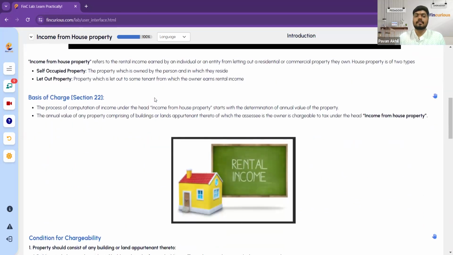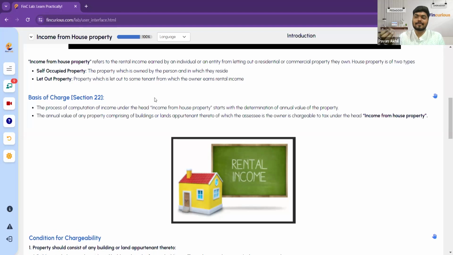Then we come to the different types of house property. What are the different types of house property? There are two different types: one is self-occupied property, another one is let-out property. What do you mean by self-occupied and let-out? Very simple. The name itself suggests: self-occupied means we have a house property and we are occupying that particular property. That is called a self-occupied property.